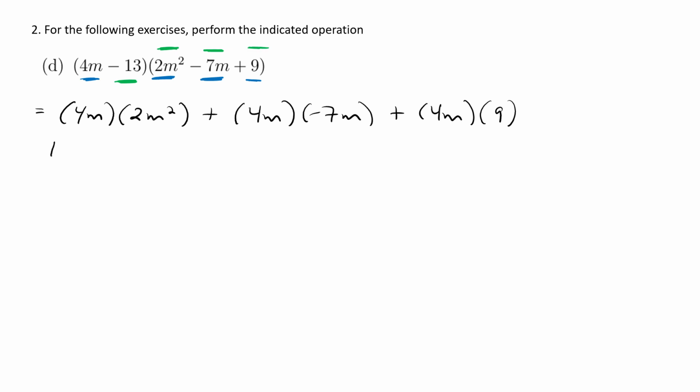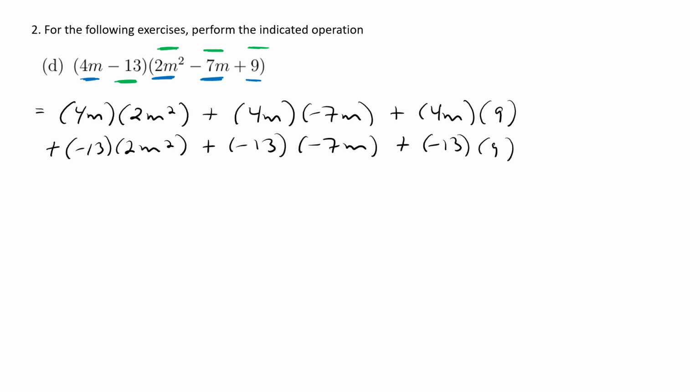So this is going to be plus negative 13 times 2m squared plus negative 13 times negative 7m plus negative 13 times 9. You don't have to set it up this way, but notice I line these up here to help us see what's happening. So I'm going to go back and simplify. So this is going to give me 8m cubed plus 4m times negative 7m, so minus 28m squared plus 36m. And then I'm going to keep going, so negative 13 and 2m squared.